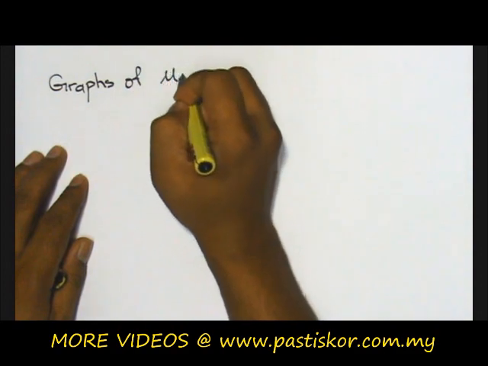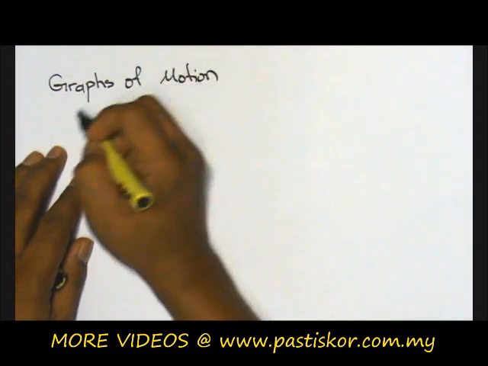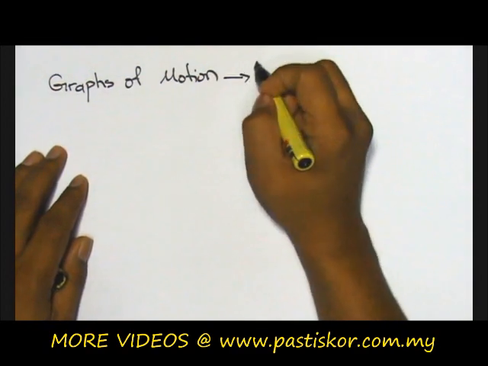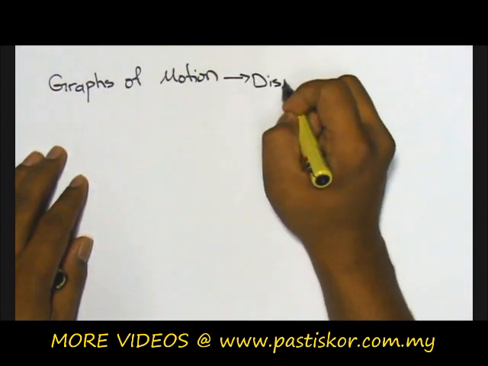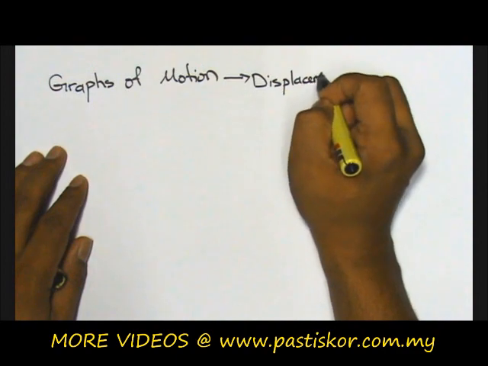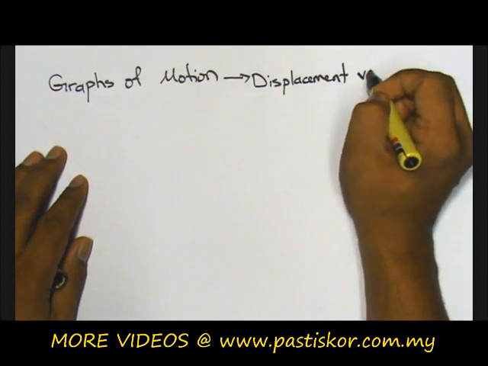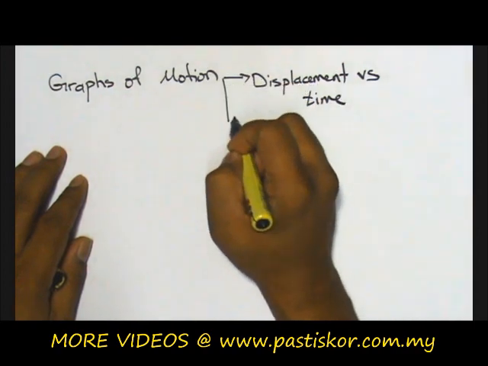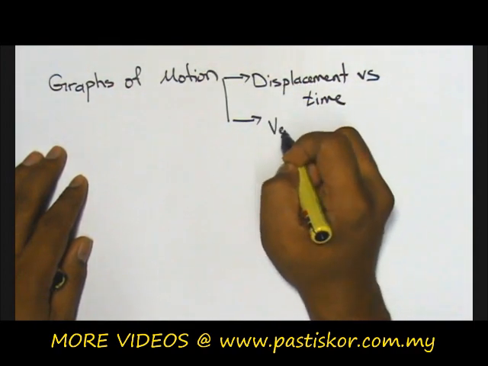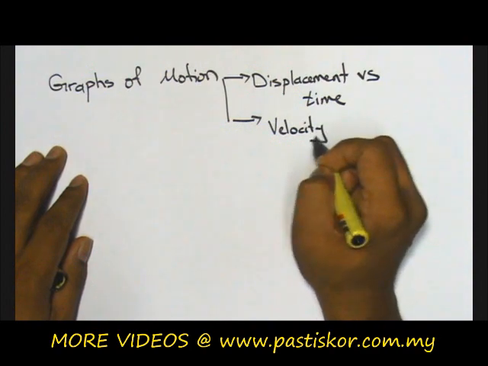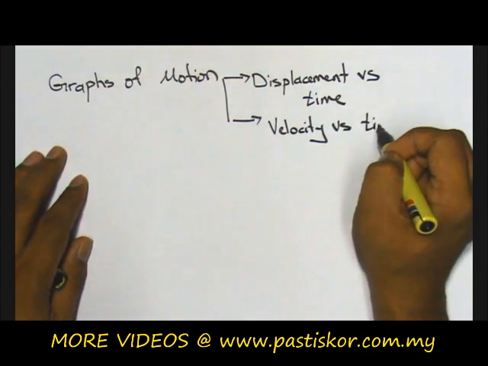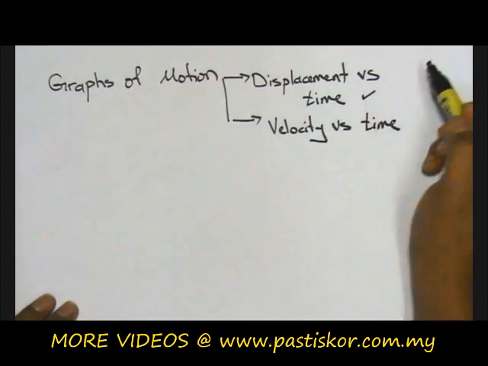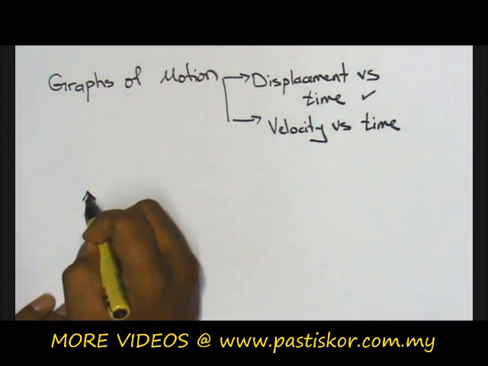of motion. There are two most important graphs of motion that you will study. The first one is called displacement versus time. And the second graph is called a graph of velocity versus time. Now, I'll explain the first graph, displacement versus time.